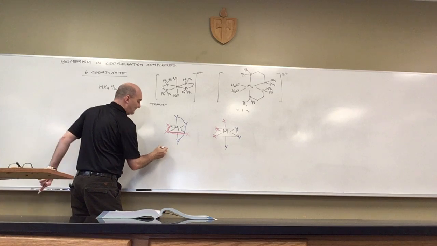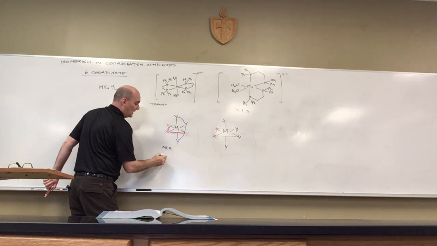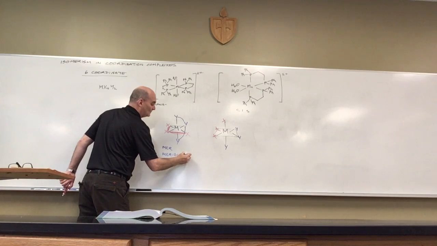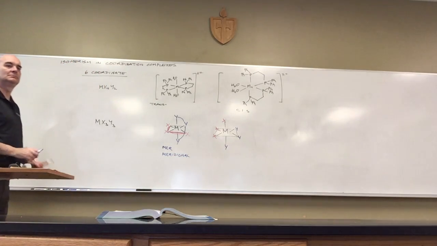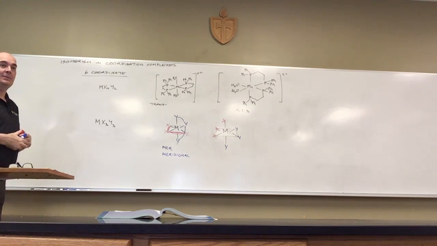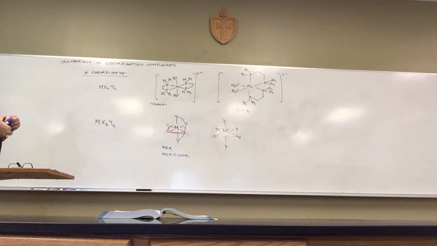This is the mer isomer, and mer stands for meridional. You know what a meridian is? Have you heard the word meridian before? You all know what the prime meridian is? The prime meridian is a made-up line that goes through London. And we set that as being 0. Is that latitude or longitude? Longitude, right? 0. That means time is correct in London.